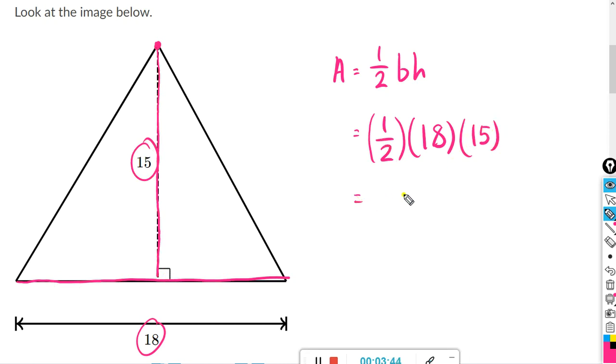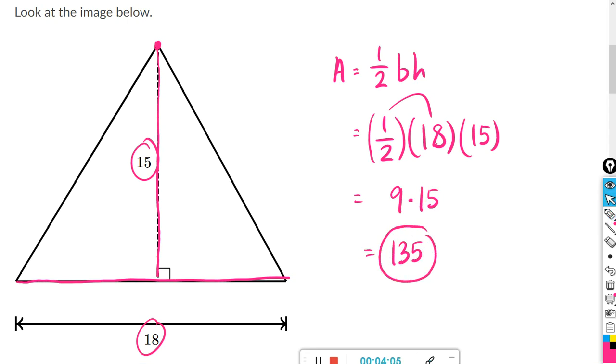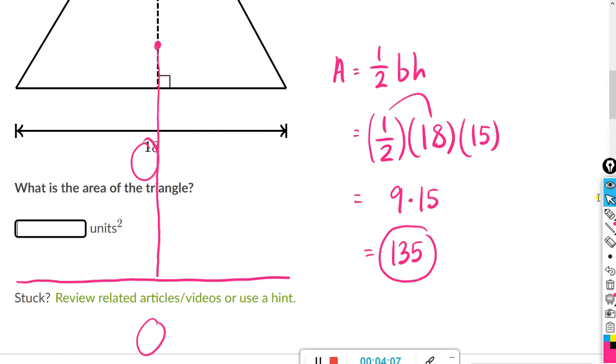You can do the whole thing on the calculator, but like I said, it's easier to distribute the 1/2 times an even number. 1/2 of 18 is 9. And 9 times 15 is going to be 135. So that's it. Type in the box 135.